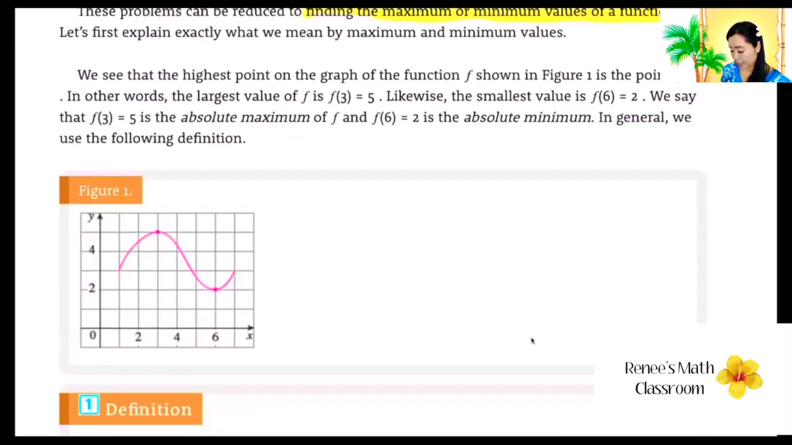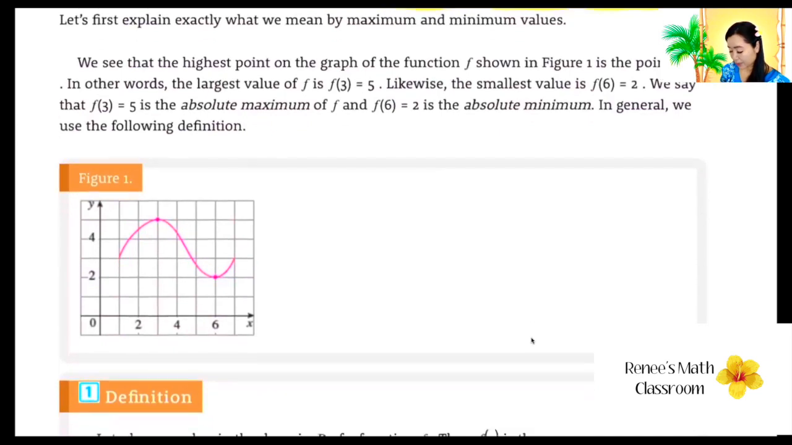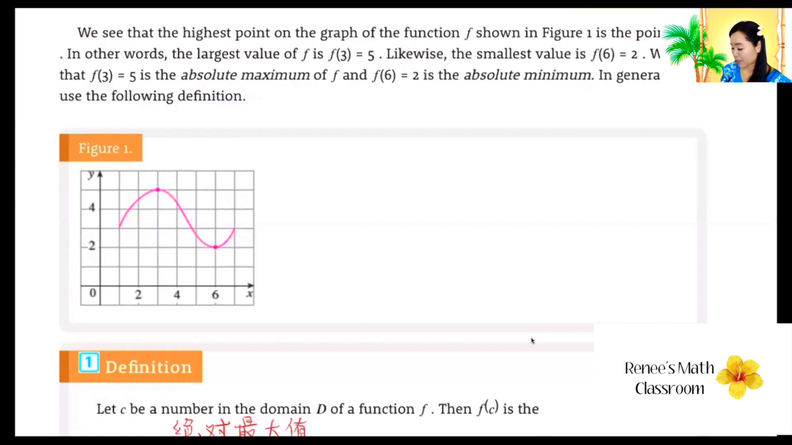So first, let's look at this graph over here. This point is the highest point. The y value of this point is the maximum of this function on this interval from here to here. And this point here is the lowest point. The y coordinate at this point is the minimum of the function on this interval, and that's called the absolute minimum. So 2 is the absolute minimum, and 5 is the absolute maximum.